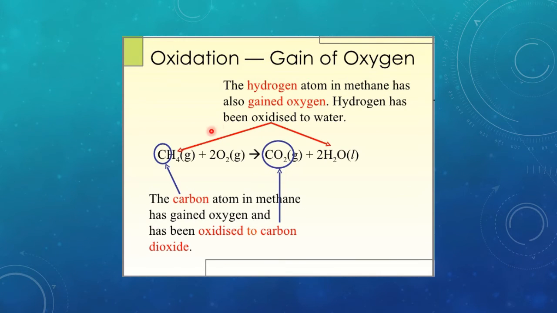Next, combustion reaction. Combustion of methane produces carbon dioxide gas and water molecules. So the carbon atom in methane has gained oxygen and has been oxidized to carbon dioxide. So this is also taking place by gain of oxygen, or we can also define it in terms of removal of hydrogen. The hydrogen atom in methane has also gained oxygen and hydrogen has been oxidized to water.